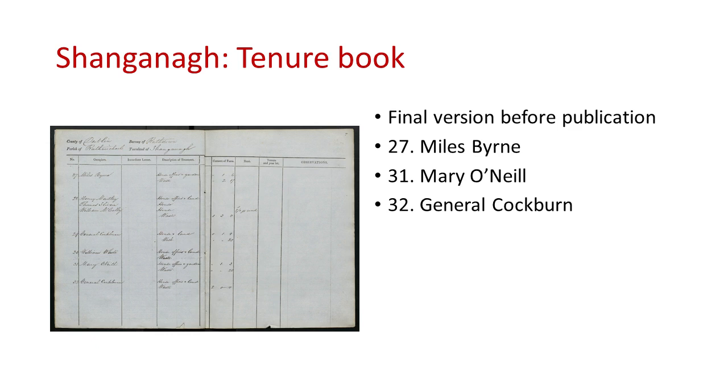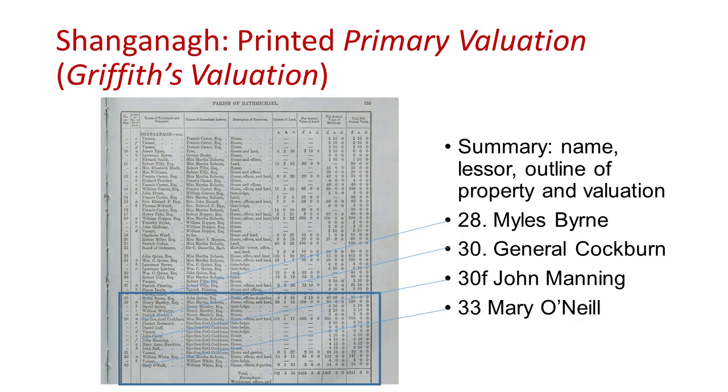And then you have the book called the Tenure book, which is the final version that they made, where they compiled the information together, sometimes at quite an early stage and sometimes after they had done all the other work. It just varies. But it gives a summary of the information, and usually these correspond very well to what's in the printed Griffith's valuation. So you have lot number 27 is Myles Byrne, 31 is Mary O'Neill, and 32 is General Coburn. And then this gets transformed in the primary valuation into the entries that you see there.